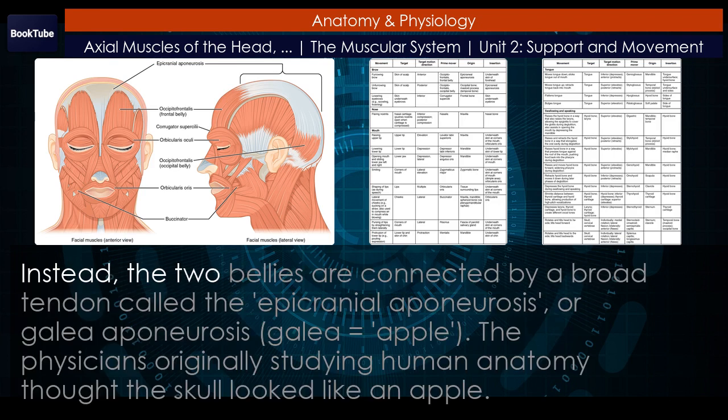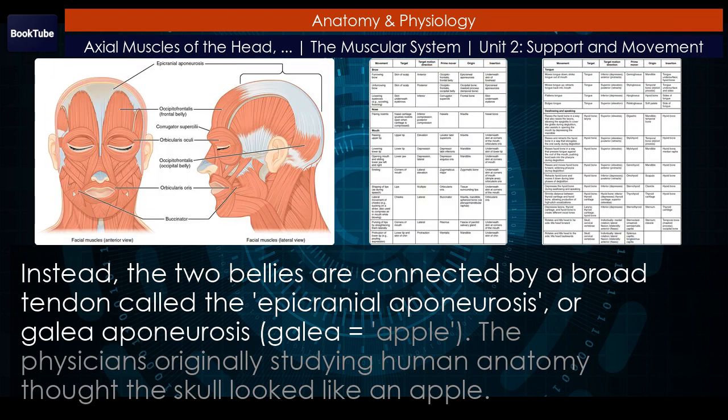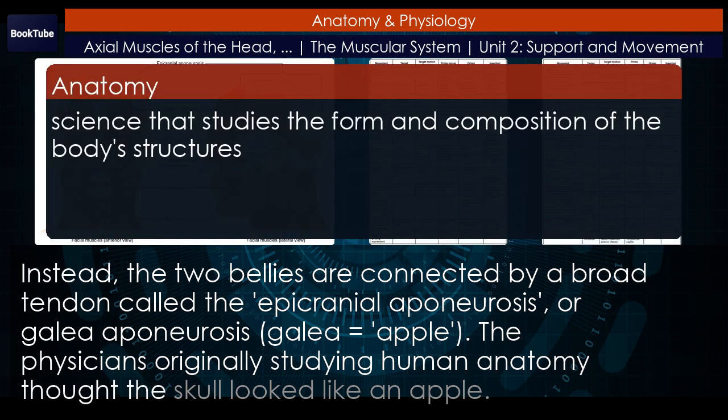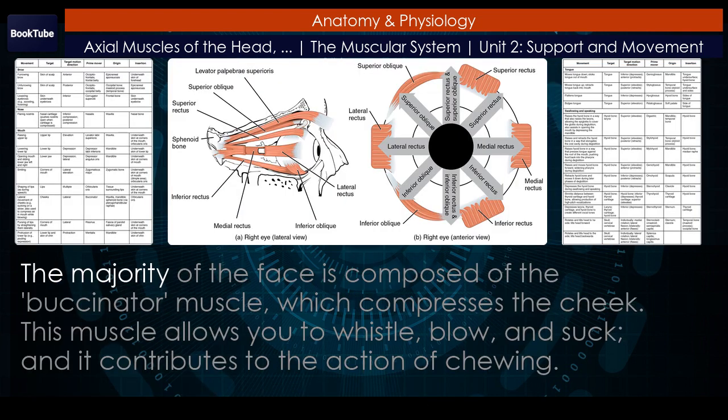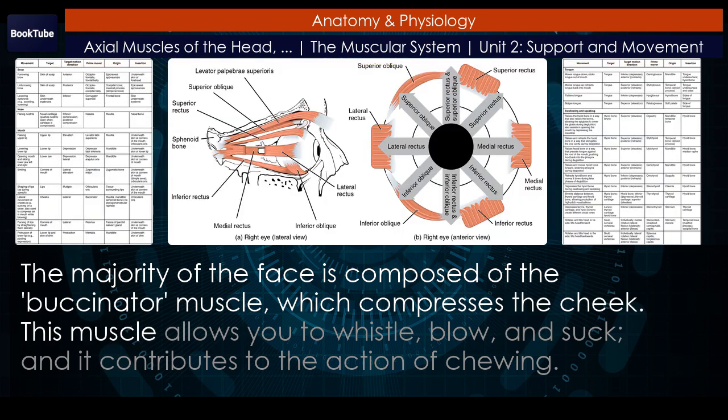Instead, the two bellies are connected by a broad tendon called the epicranial aponeurosis, or galea aponeurosis. Galea equals apple. The physicians originally studying human anatomy thought the skull looked like an apple. The majority of the face is composed of the buccinator muscle, which compresses the cheek. This muscle allows you to whistle, blow, and suck, and it contributes to the action of chewing.